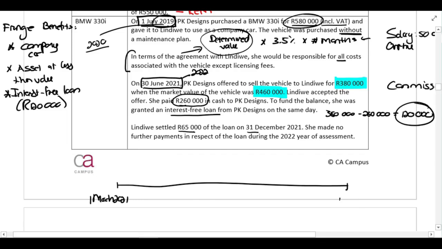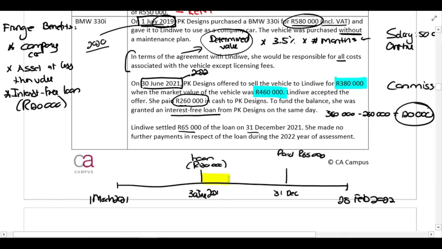And guys, please use timelines. I find it works nice to do it visually. So on the 30th of June, they gave her the loan of 120,000. Then they tell you on the 31st of December, she paid 65,000. Right, and she paid nothing else for the rest of the year.